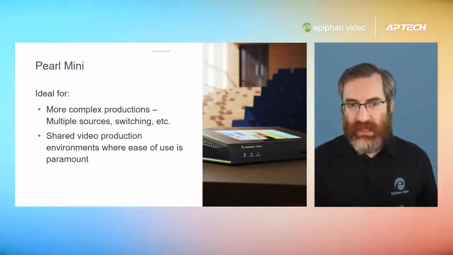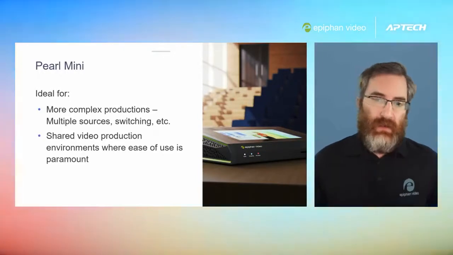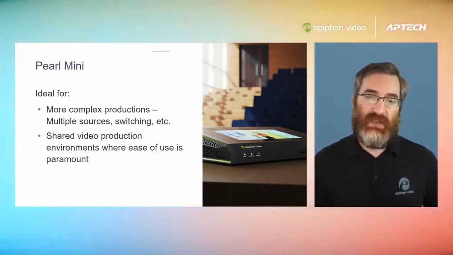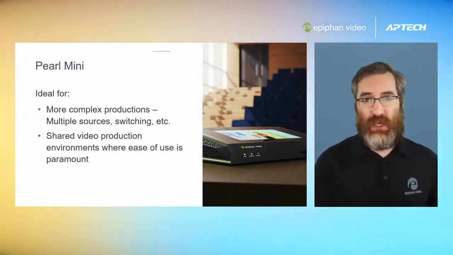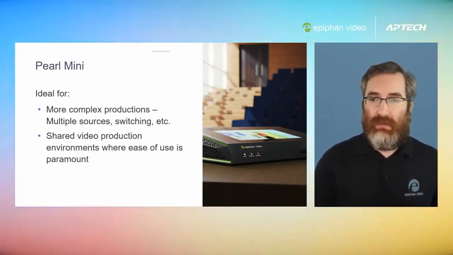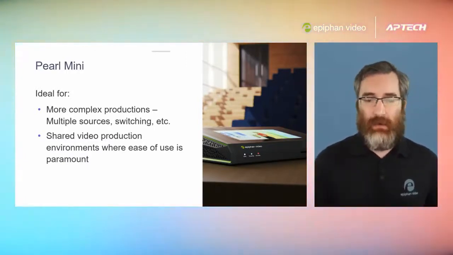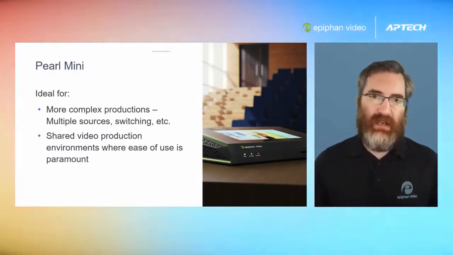So where does it fit? Well, as I mentioned earlier, the design of Pearl Mini was very much born out of what we saw as a need in the education market with things like lecture capture. But that lends itself well to slightly more complex productions than the Nano can do, since we have multiple sources with switching built into the Mini. Maybe it's a shared production environment where ease of use is critical, so that larger touchscreen is helpful. Or maybe it's not a huge event, so we only have 2 or 3 cameras and need some basic switching. It can handle that. Or again, lecture capture or similar types of events are very common.